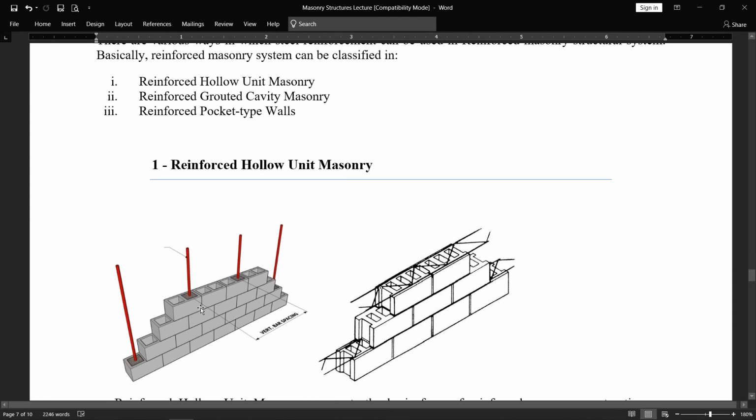In the previous pages of this book, you have seen the concrete blocks. When the alternate blocks are placed in position, one hole is filled with concrete. First we place the reinforcement, then fill with concrete. That is the reinforced hollow unit masonry. The second way, we provide the horizontal reinforcement when we place the concrete blocks, and then we place the mortar so that this reinforcement is embedded between the concrete blocks.